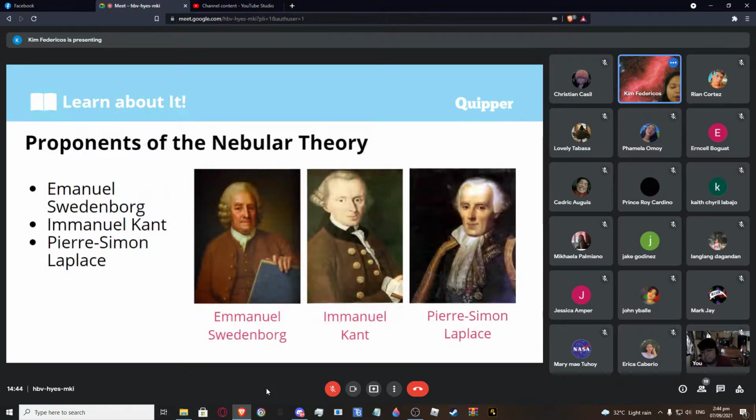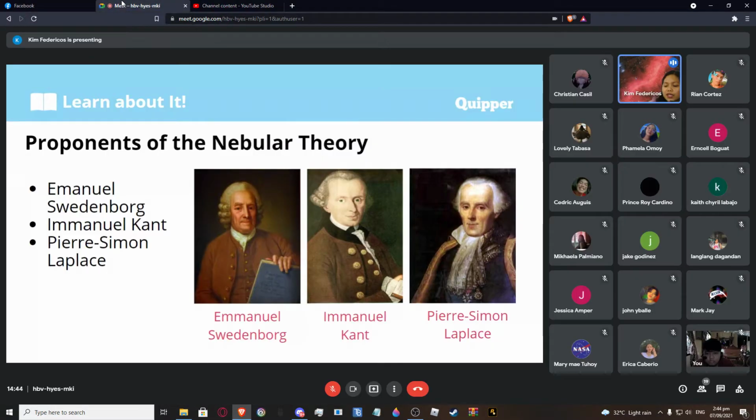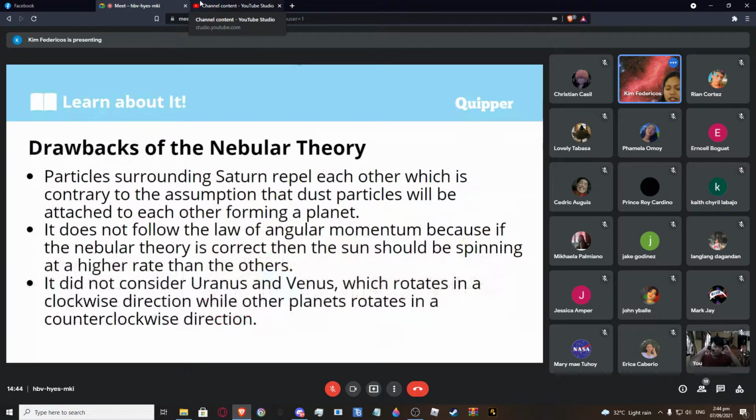Next, we have the proponents of the nebular theory. So, ang idea gid sa solar system is originated nga gikan gid siya sa nebula. It was first proposed in 1734 by Emmanuel Swedenborg, Immanuel Kant, and Pierre Simon Laplace. So, silang tulo ang nag-propose ani nga theory. Now, let's discuss the flaws. Unsa may mga drawbacks, mga negative implication ani nga theory.